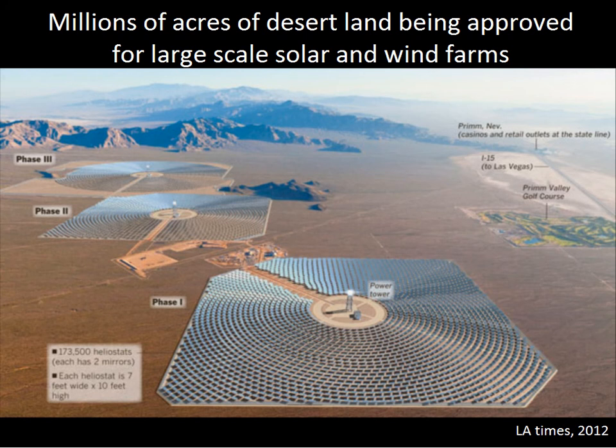And one of the really rapidly expanding desert land uses is that millions of acres of desert land are being approved for large-scale solar and wind farms. This is an illustration from the LA Times of one of the big solar arrays that are being constructed. This is along the I-15 freeway, right on the boundary between Nevada and California.